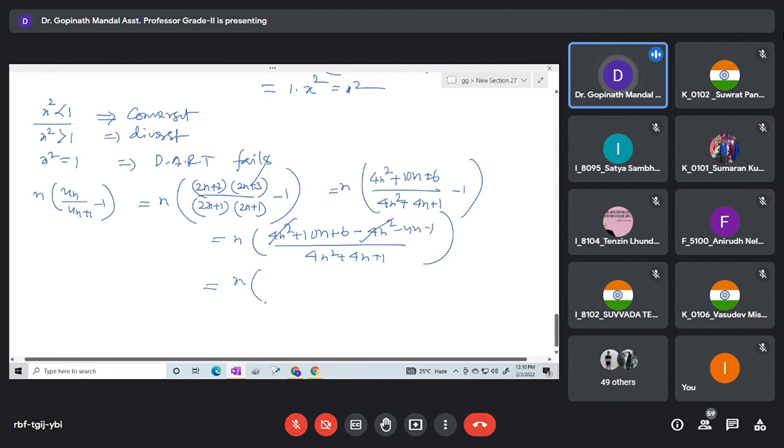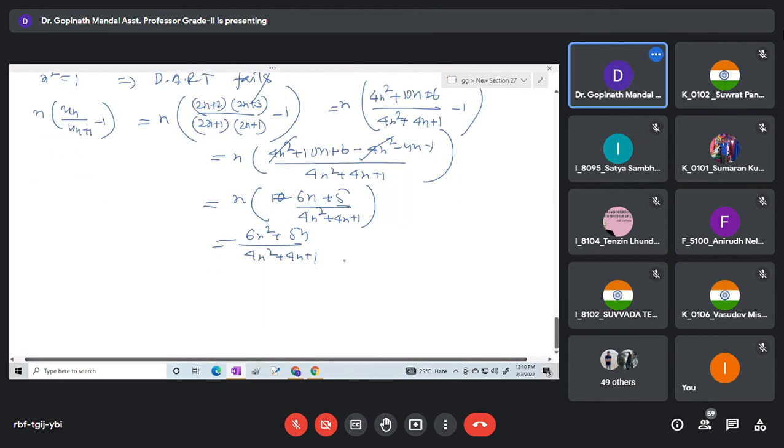4n square cancels. So 6n plus 5 by 4n square plus 4n plus 1. So 6n square plus 5n over 4n square plus 4n plus 1. Now divide by n square. So this will be 6 by n square, 5 by n and 4 plus 4 by n plus 1 by n square.